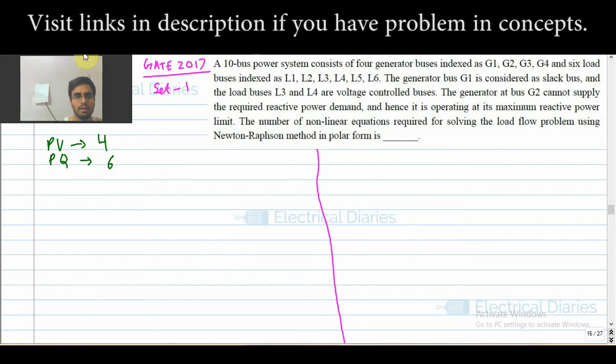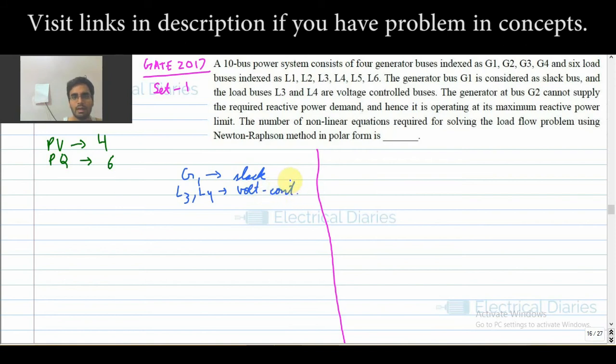Now he is saying that generator bus G1 is considered as the slack bus. So in your 4 generator buses, your G1 is considered to be slack. And the load buses L3 and L4 are voltage controlled buses. L3, L4 are voltage controlled.